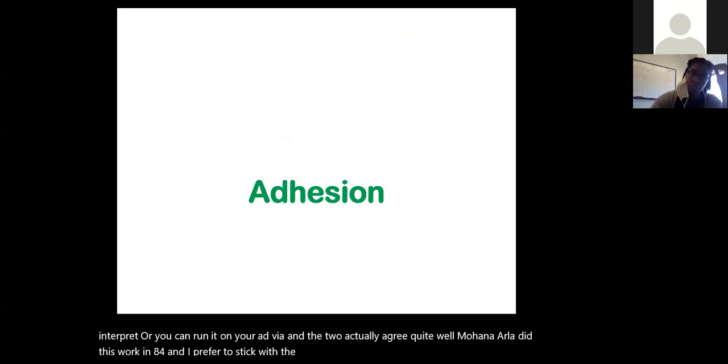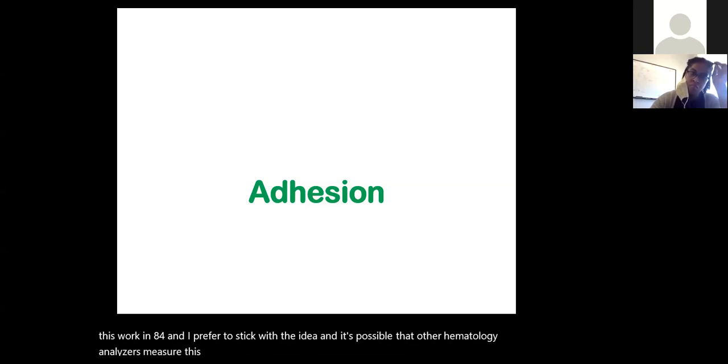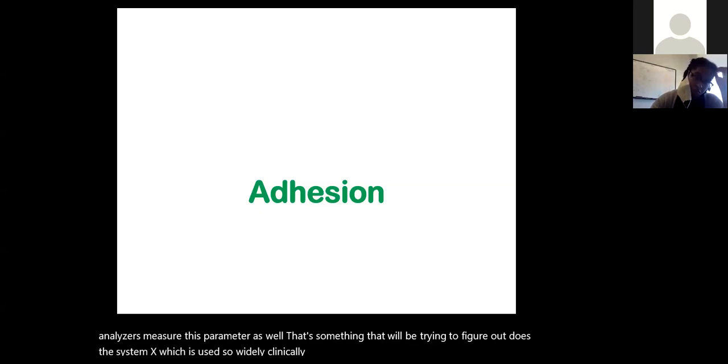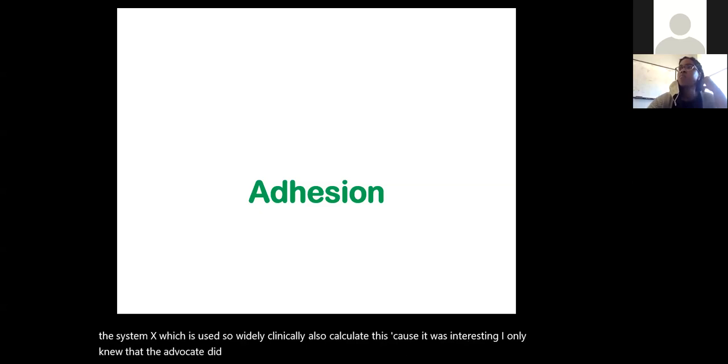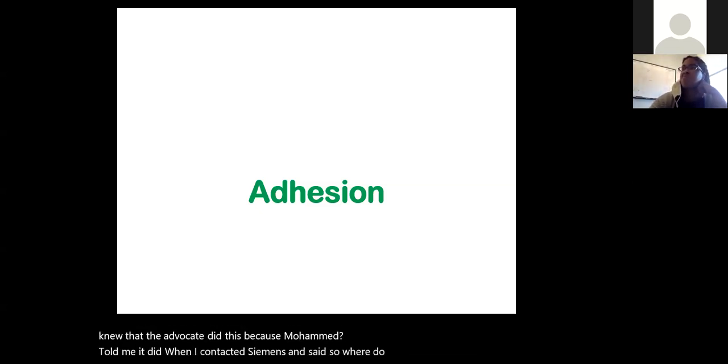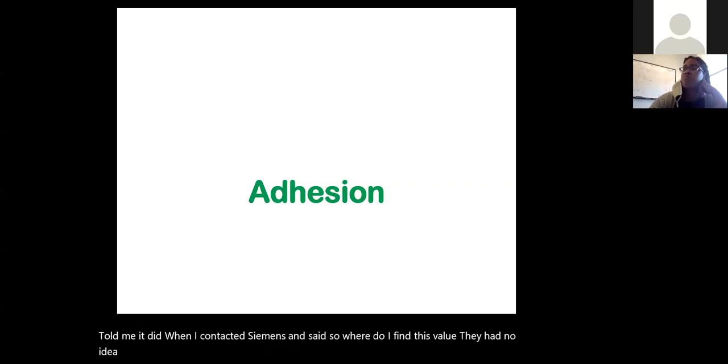And it's possible that other hematology analyzers measure this parameter as well. That's something that we'll be trying to figure out. Does the SystemX, which is used so widely clinically, also calculate this? Because it was interesting. I only knew that the ADVIA did this because Mohan told me it did. When I contacted Siemens and said, so where do I find this value? They had no idea about it. And I just had to kind of dig around through reams of data to find it.